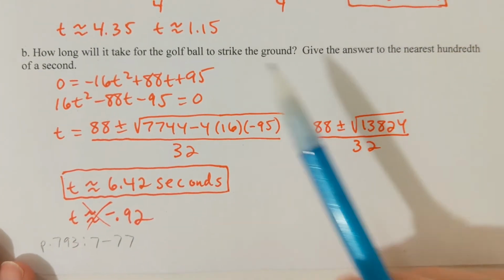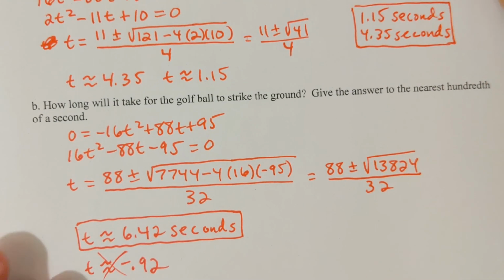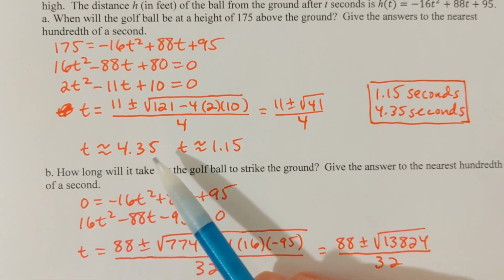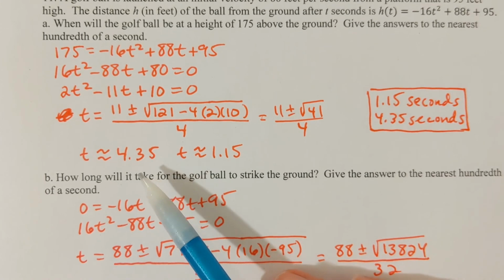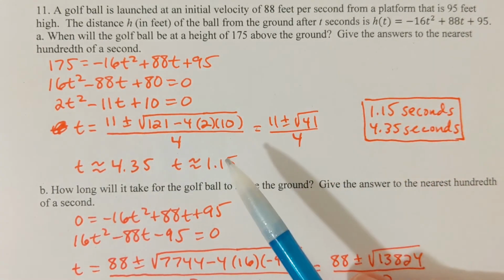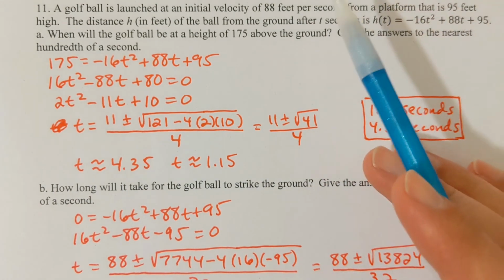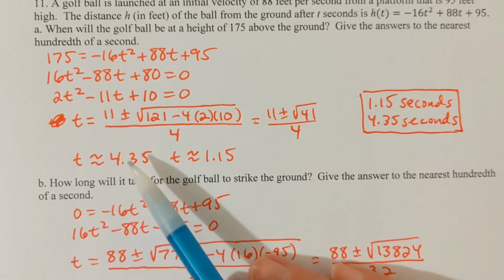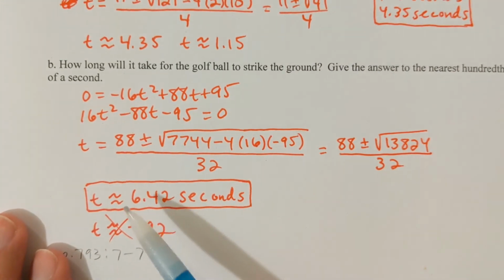By the way, before we did this problem at all, we could have recognized that we're going to have a time that is more than 4.35 seconds, right? Because at 4.35 seconds, the golf ball is at 175 feet above the ground. Okay, when is it on the ground? It's going to be after that time, right? And that's exactly what happened there.